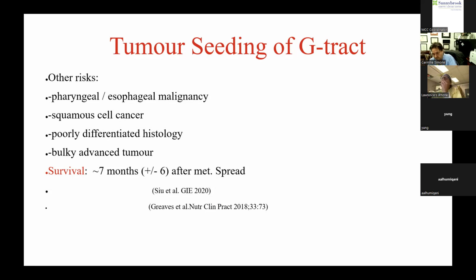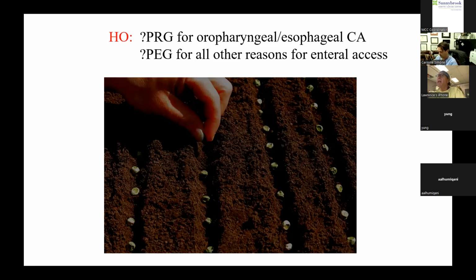And should it happen, it's a disaster. Survival is about 7 months after metastatic spread through the tract. So I'm going to leave this last slide for hypothesis. Should the radiological gastrostomy push technique be supported for patients with oropharyngeal or esophageal cancer? And should we reserve the endoscopic gastrostomy for all other reasons for enteral access?